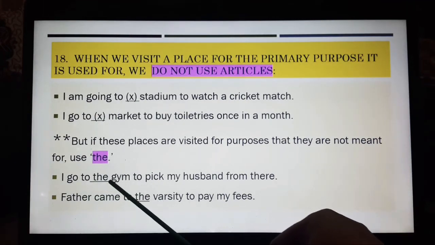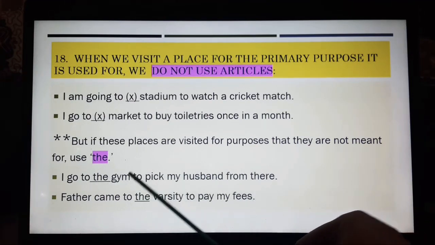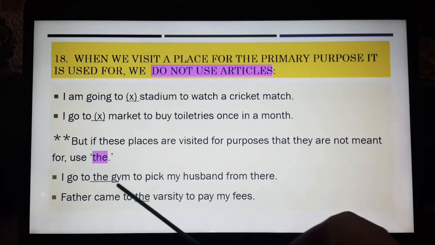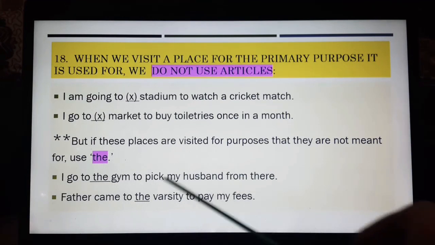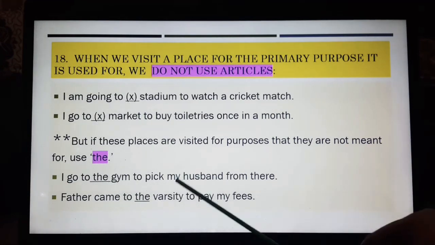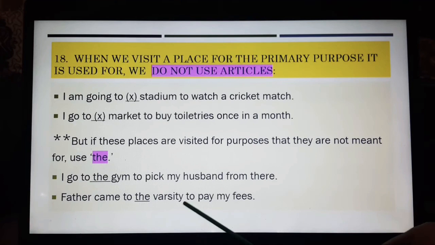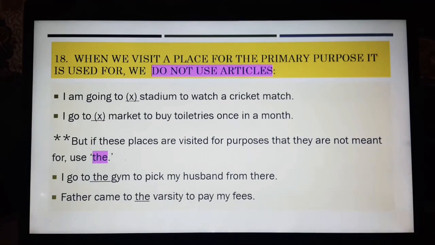Example: I go to the gym to pick my husband from there. See, people go to gym to exercise, but I go there to pick my husband. So this is not the primary purpose of going to a gym, and that is why we have to use the before gym. Father came to the varsity to pay my fees. We go to the varsities to study, but Father came there for another purpose. He came to pay my fees. That is why we need to use the before the place, varsity.